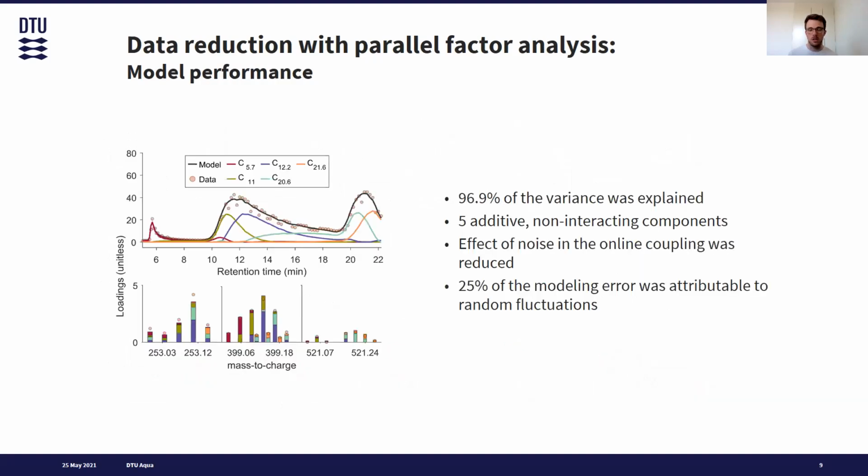Now the question is, how did the model actually perform? Because 5 components was a surprisingly low number. But we saw quickly that 5 components actually explained 97% of the variance that was observed in this data set. So that is, again, 5 additive non-interacting components. We can see that if we look at the bulk chromatogram and the bulk mass spectra of a particular sample, so this is just one random example taken out, we have relatively noisy raw observations, and the overall model in black seems to kind of smooth out some of this noise.